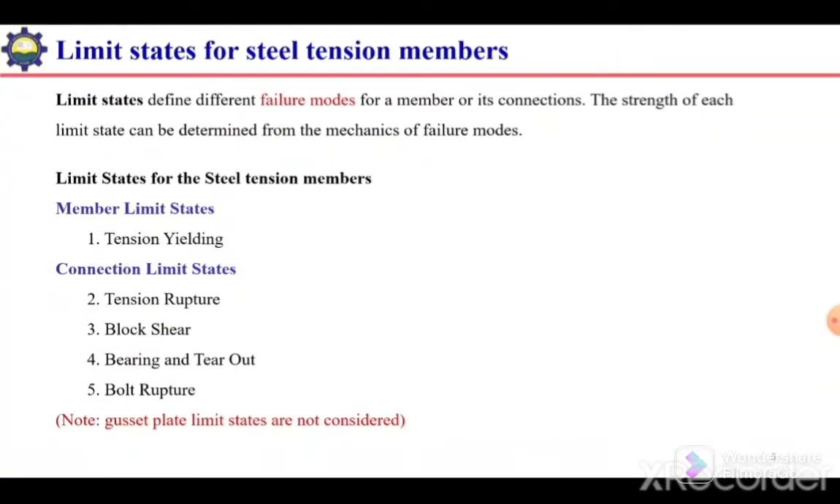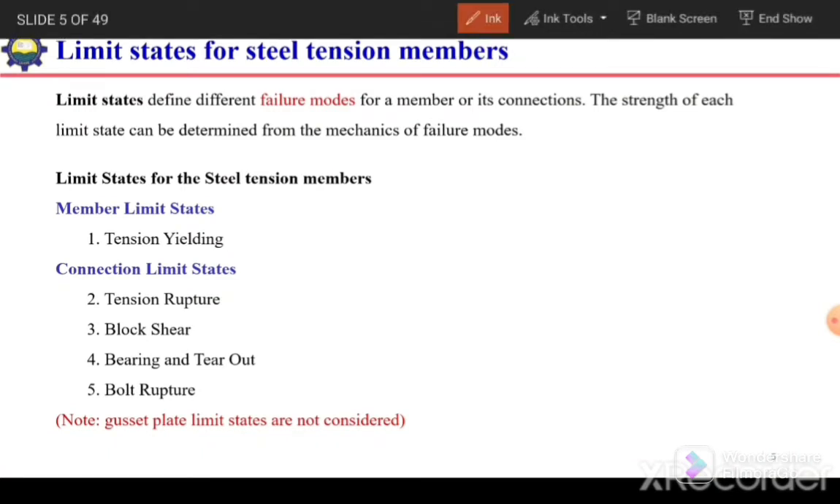Okay, next is limit states for the tension members. First, we need to understand what is limit state. Limit states define different failure modes. So when we say limit state, it relates to some failure modes. The failure modes of member are connection. The strength of each limit state can be determined from the mechanism of failure mode. So based on the mechanism of failure, we can calculate the strength corresponding to that limit state.